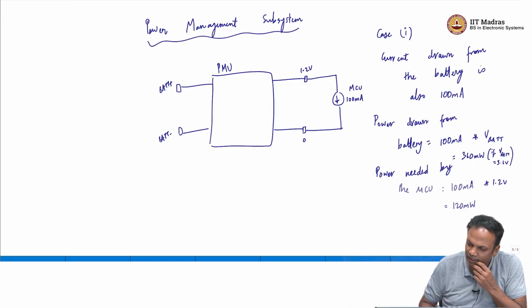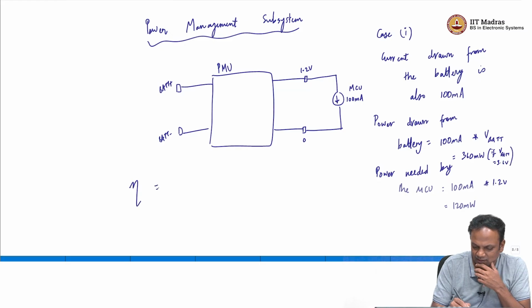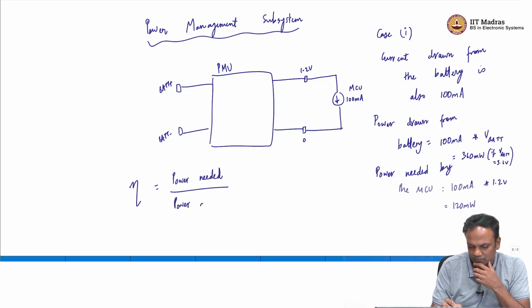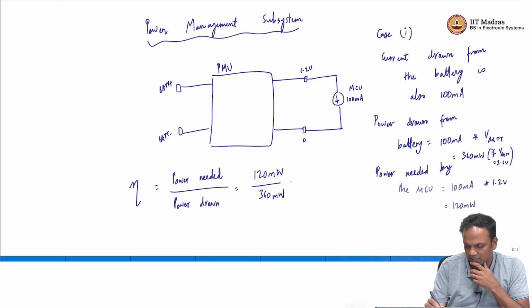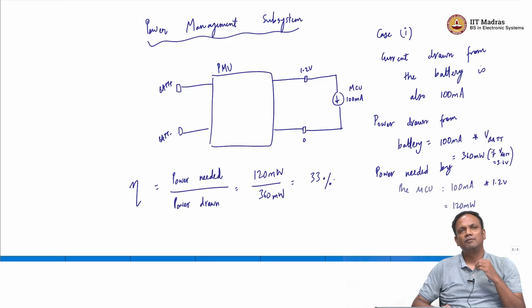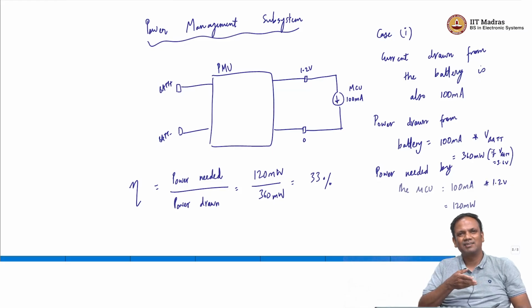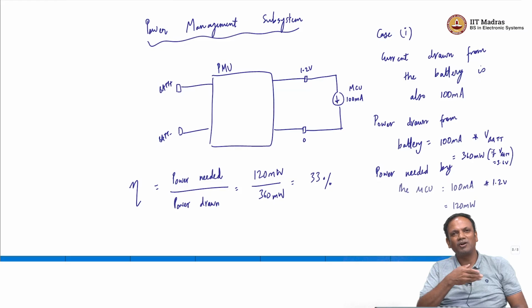So, now if I were to look at this efficiency, efficiency equals power needed by power drawn. This is 120 milliwatt by 360 milliwatt, which is 33%, right. So, if you say, okay, I do not want to be building complex power management subsystems and all that, that system needs some current. I know it will only operate at a certain voltage.